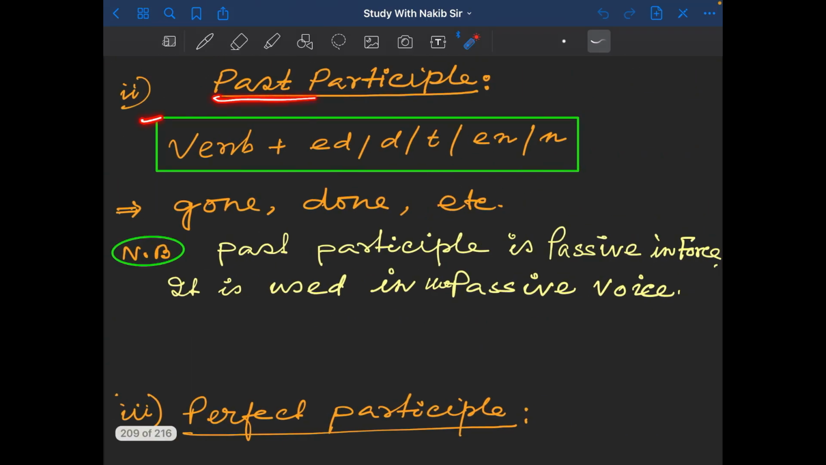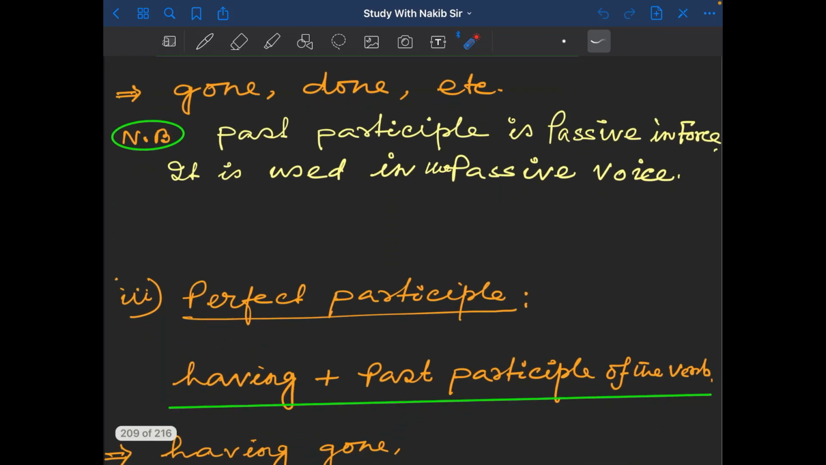Number two, past participle, that is gone, done, written, eaten. These are called past participles. How is it formed? Verb plus ed, d, t, en, n. You know it. See the note here. Past participle is passive in force. It is used in passive voice. So the present participle is active in force and past participle is passive in force. Remember this. This is very useful.